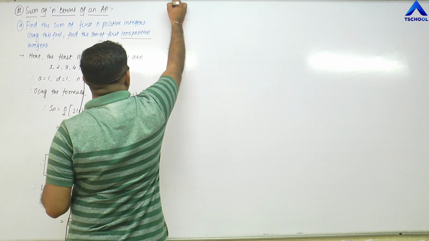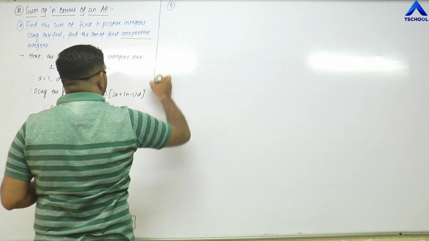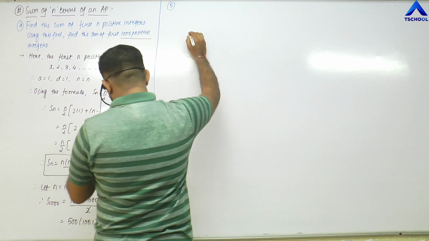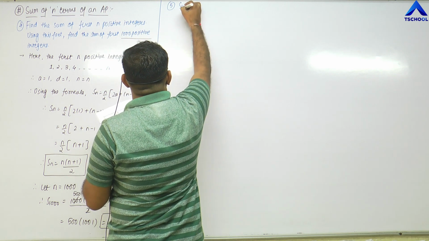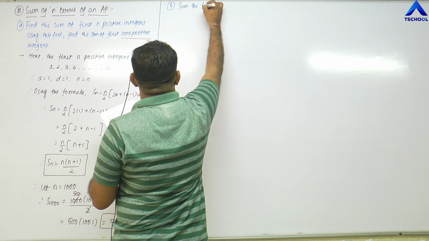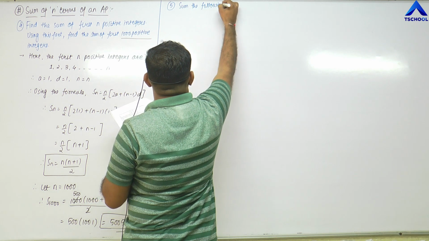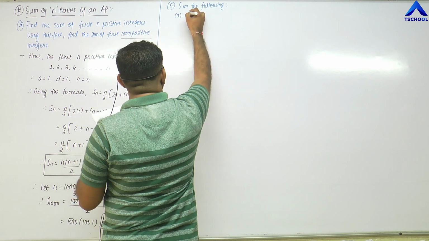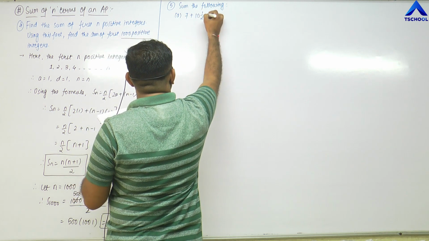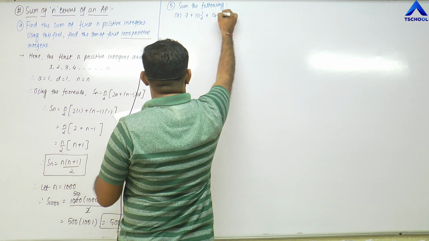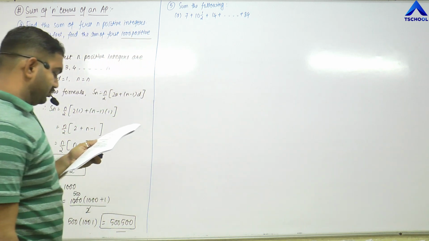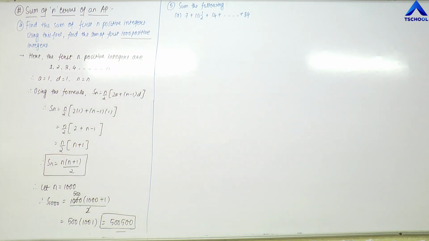The fifth one, that gives me a question here: sum the following. Under that, the first one is 7 plus 10 integer 1 by 2 plus 14 plus up to 84. Okay, so we need to sum this up, we need to add this all.